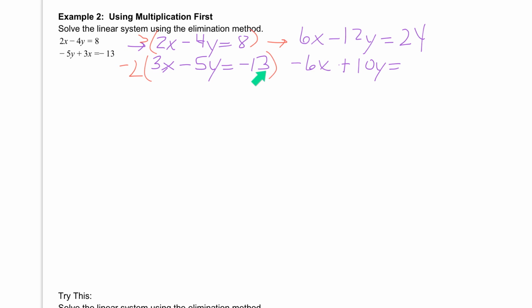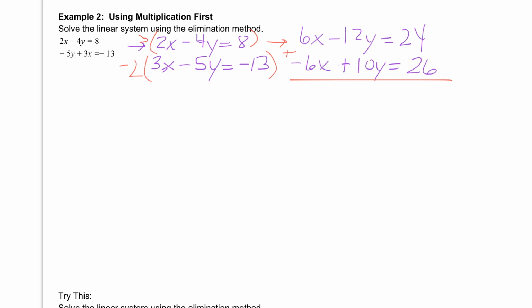And negative 2 times negative 13 will give me a positive 26. Then I double check, since I'm looking to eliminate my x's this time, I need to check that what I multiplied through by gave me opposites. So I have a positive 6 coefficient on the top and a negative 6 coefficient on the bottom, which are opposites, which means I can go ahead now and add these together.